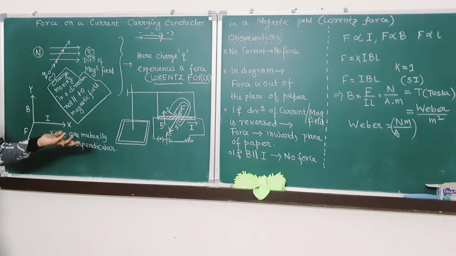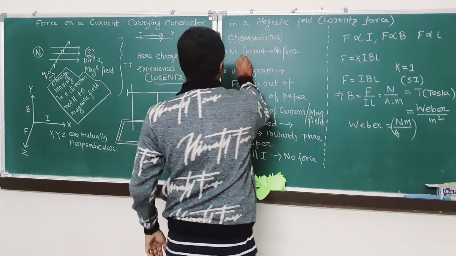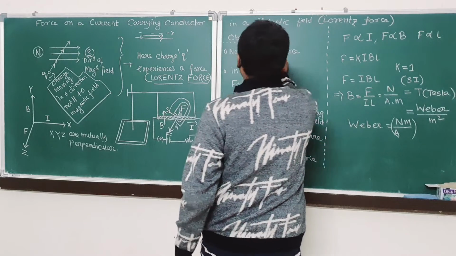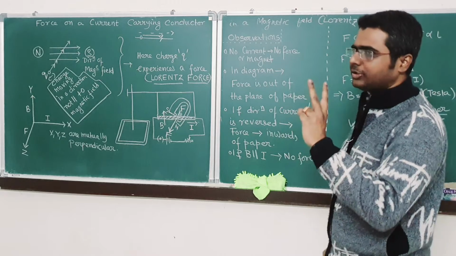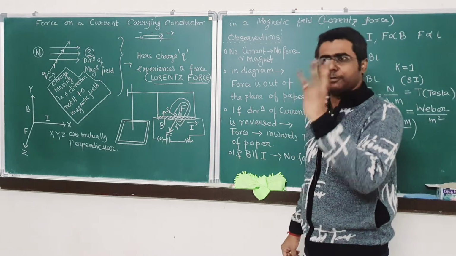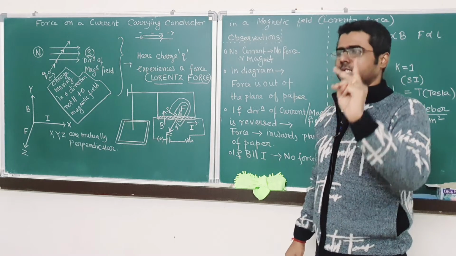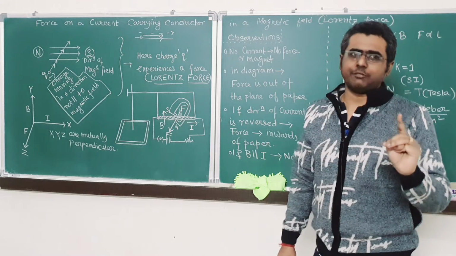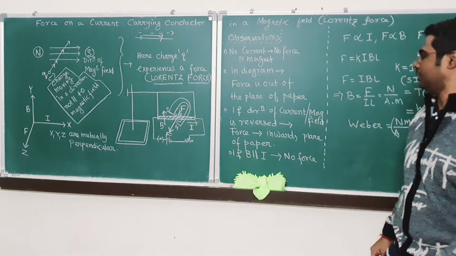If the magnet is not there, no force. If the current is not there, no force. So with no current or no magnet, you will get no force, because there are three important parameters. There has to be moving current, that is moving charge, there has to be a magnetic field, and the current and magnetic field cannot be parallel to each other. These are the three very important conditions.